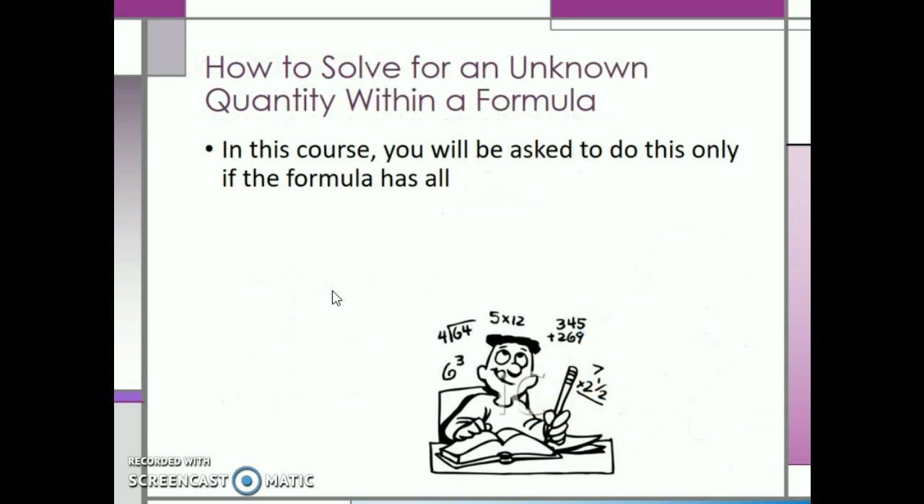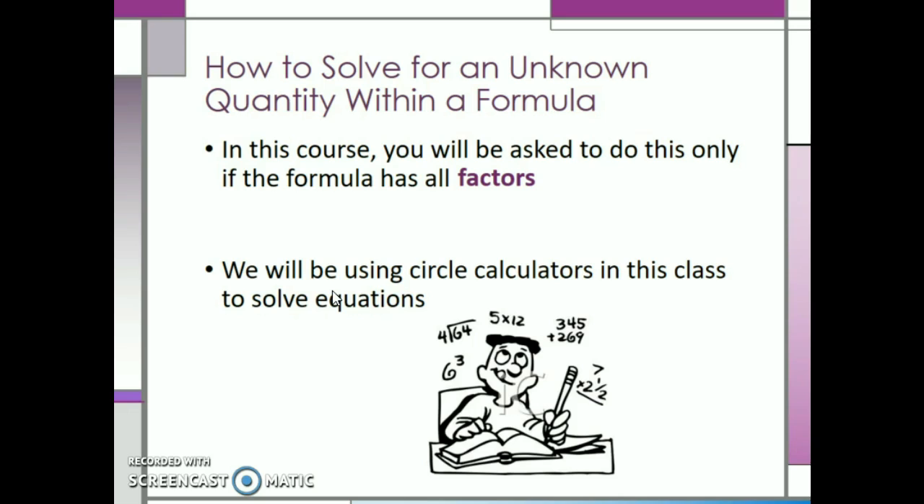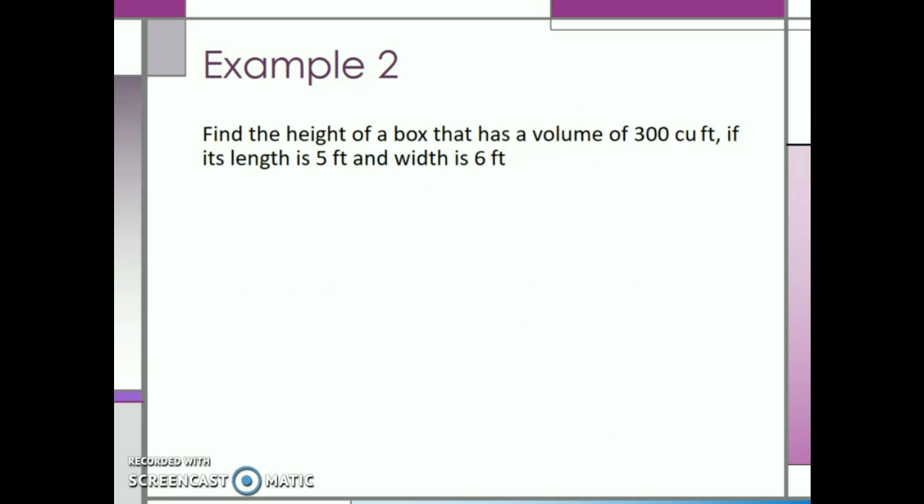In this course, you will only be asked to solve for an unknown quantity within a formula if the formula has all factors. In this class, we will use circle calculators or equation wheels to solve problems. We will be looking at a circle calculator in the next example. In this example, we need to find the height of a box that has a volume of 300 cubic feet, where the length is 5 feet and the width is 6 feet. Remember, the volume formula for a rectangular prism is length times width times height.